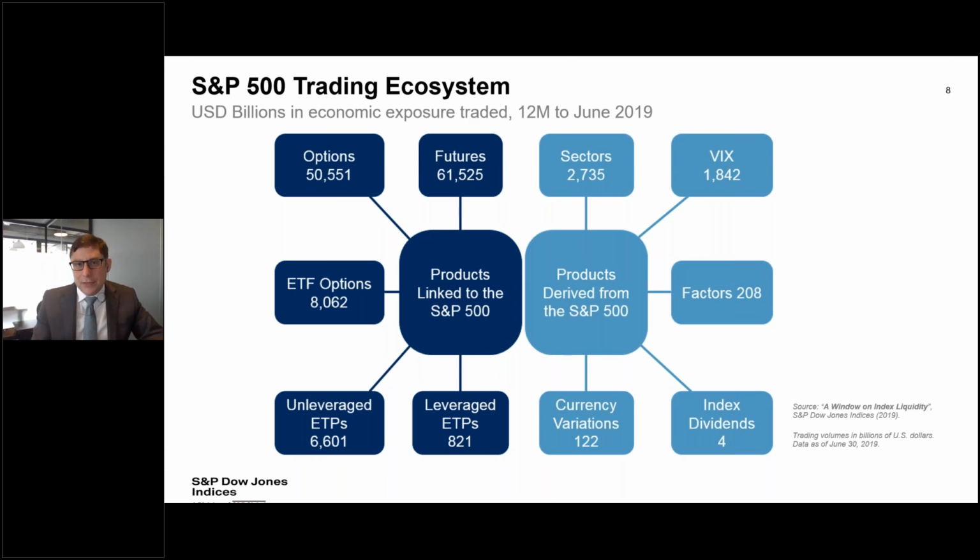These figures are annualized volumes of economic value traded, in billions. For futures, the total figure over a year is $61 trillion of value traded. In options, about $50 trillion of value traded, and in VIX around $2 trillion. What I wanted to illustrate with this is that the VIX relies on a deep ecosystem of S&P 500 based exposures. So liquidity in the VIX is built from and relies on this broader liquidity and tradability complex in the S&P 500. So that's the prelude, just to whet your appetite for what's to come.